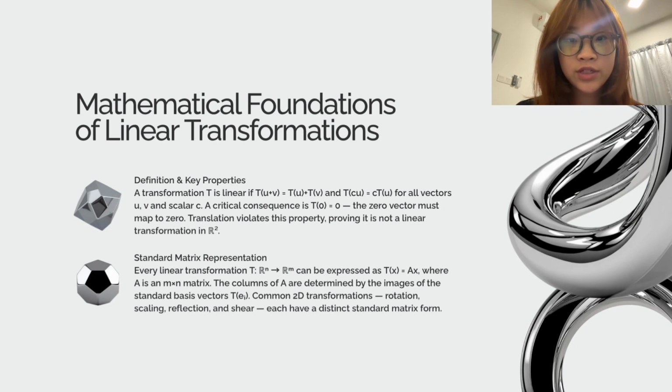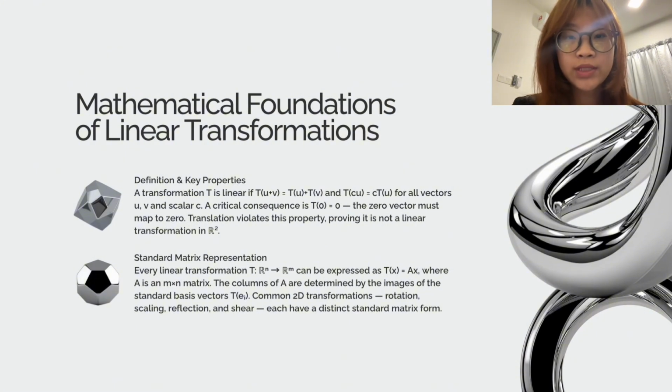Mathematical foundations of linear transformations. Definition and key properties. A transformation T is linear if T(u + v) = T(u) + T(v) and T(cu) = cT(u) for all vectors u, v, and a scalar c. A critical consequence is T(0) = 0. The zero vector must map to 0. Translation violates this property, proving it is not a linear transformation in R squared.